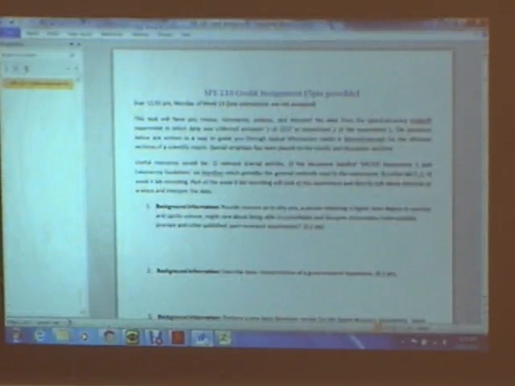Basically, I'm going to have this credit assignment. There's 10 questions on it. What it's going to have you do is go look at the data we've generated from assessment 1 and experiment 2, which is the speed accuracy trade-off. So you all have the raw data there.